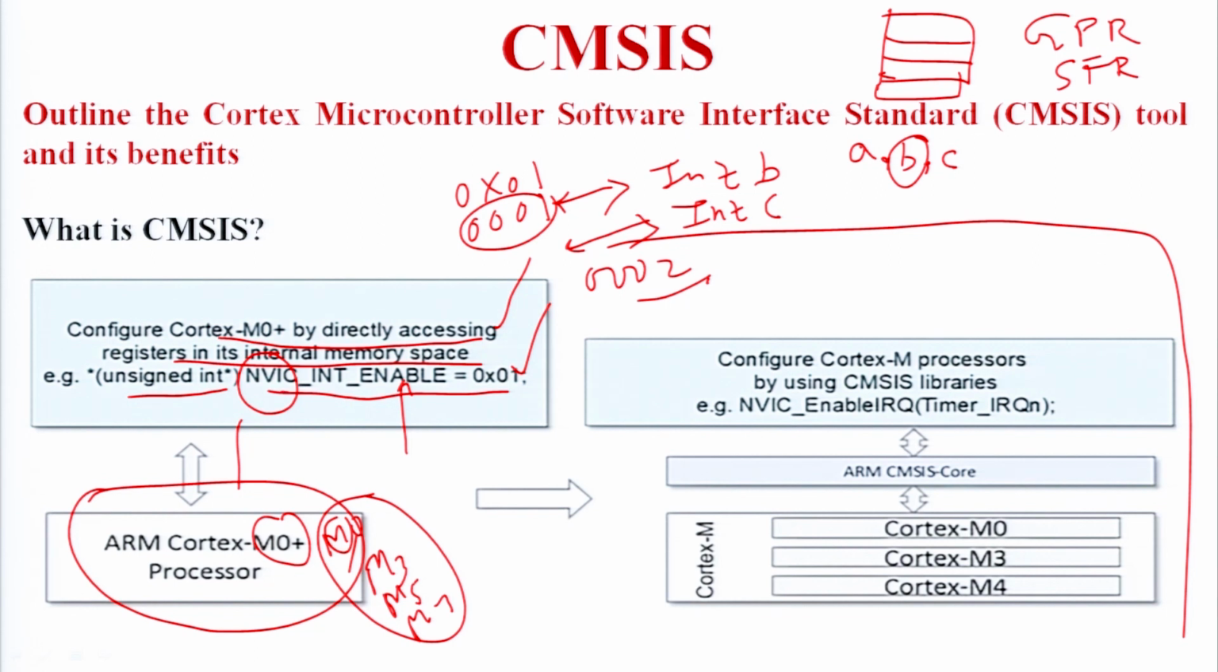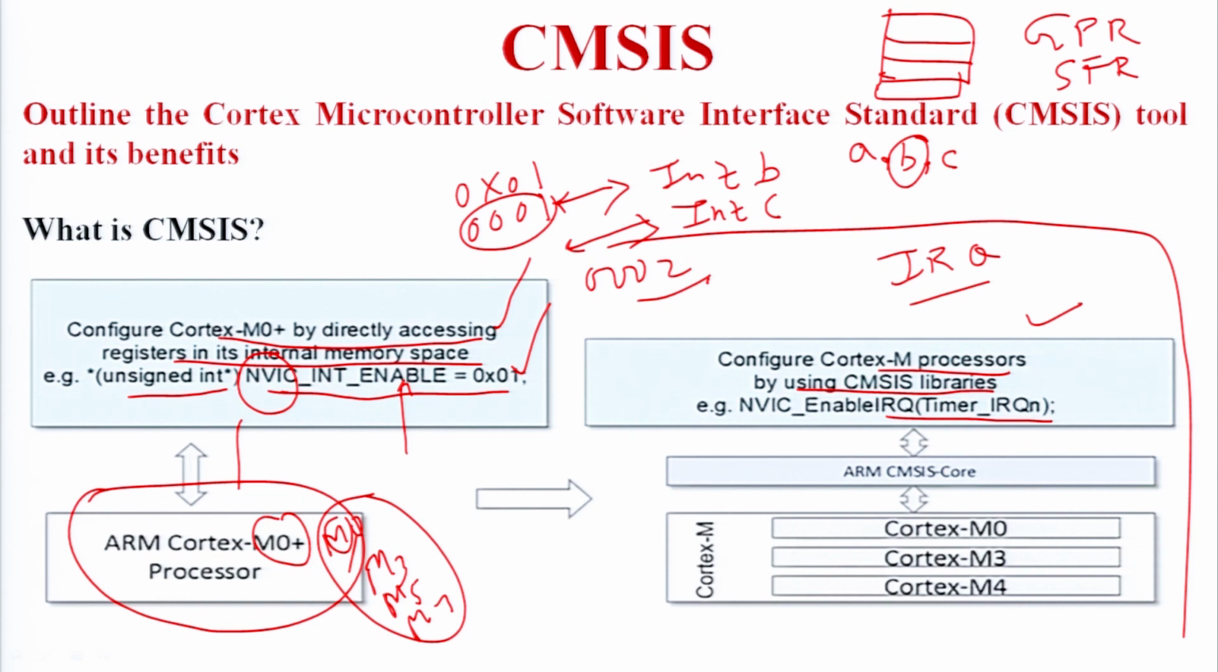After enabling it, what are we doing? We are using the open source libraries available in the CMSIS platform. So how will it be done? We are configuring the Cortex M processor by using CMSIS libraries. For that, we are enabling the IRQ, basically interrupt request. Interrupt request means that the microprocessor sends an interrupt request to the peripherals. Okay.